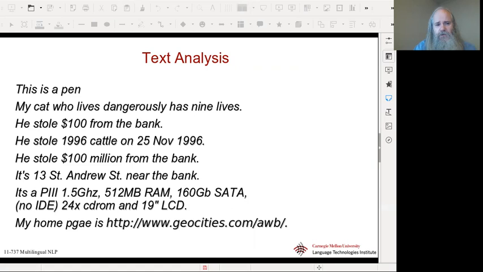He stole 1,996 cattle on 25th November 1996. Notice the pronunciation of 1996 in English depends on what you're referring to. If you're referring to a quantity, you'd say 1,900, possibly have an and or not, depending on where you grew up. 1,996. Well, if it's a year, you say 1996. If it's a street address, at least in America, you'd say 1996. If it's a telephone number, you probably say 1996. If you're in the UK, you probably say 1996. So there's some different pronunciation depending on how that number is actually used.